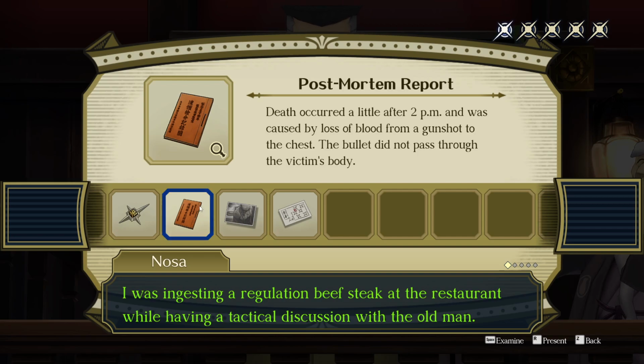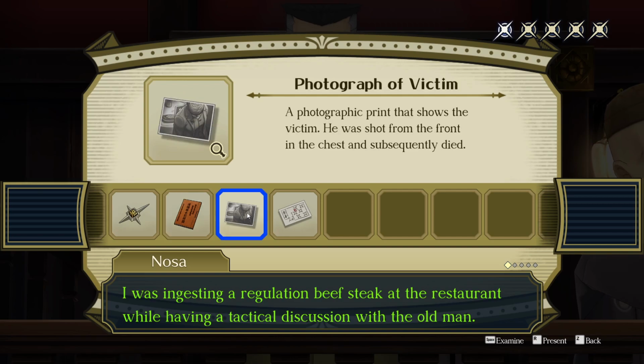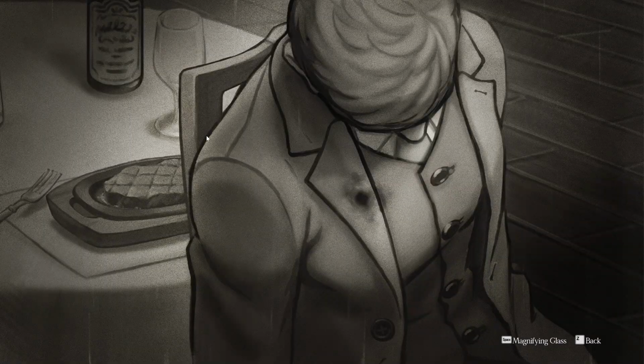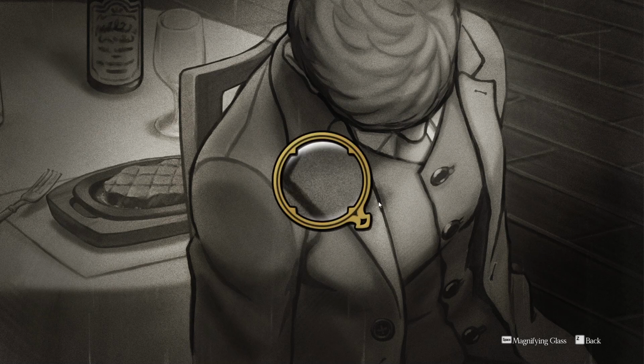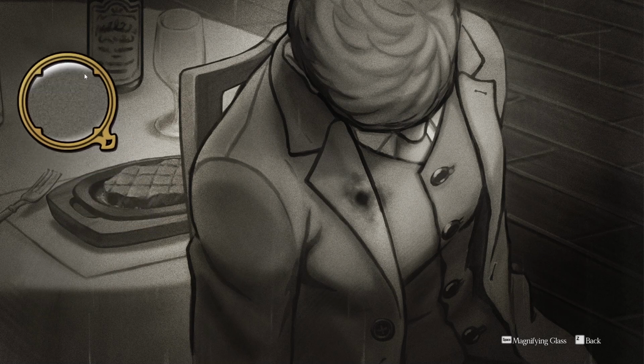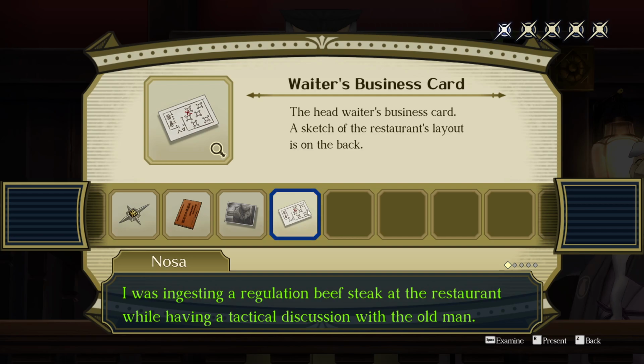We have the post-mortem report. Death occurred a little after 2 p.m. A photographic print shows the victim. He was shot from the front and subsequently died. Can we get a closer look at that photo? Yes, we can. There's steak in the background there, but there isn't any other people, so we can't immediately go, no wait, clearly there was other people there. But we have a magnifying glass. Ooh, that's kind of fun. I like that. Okay. And then we have this map.